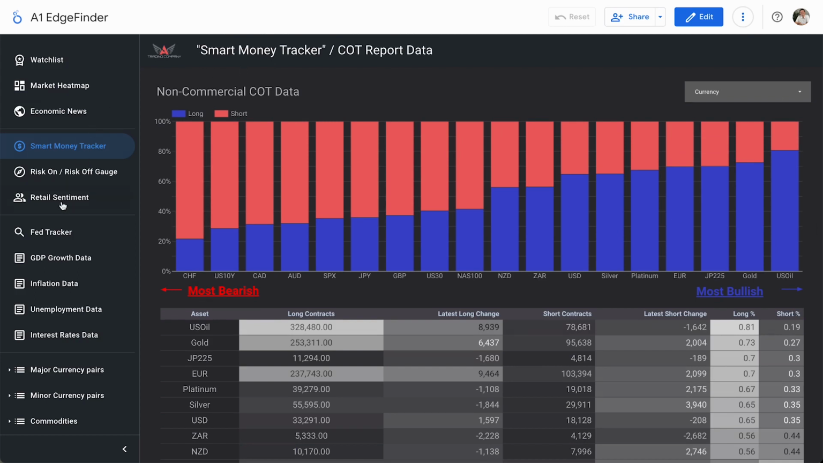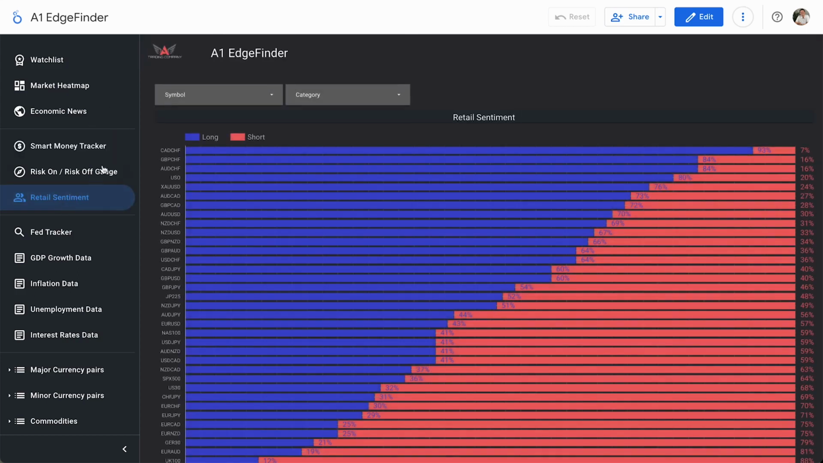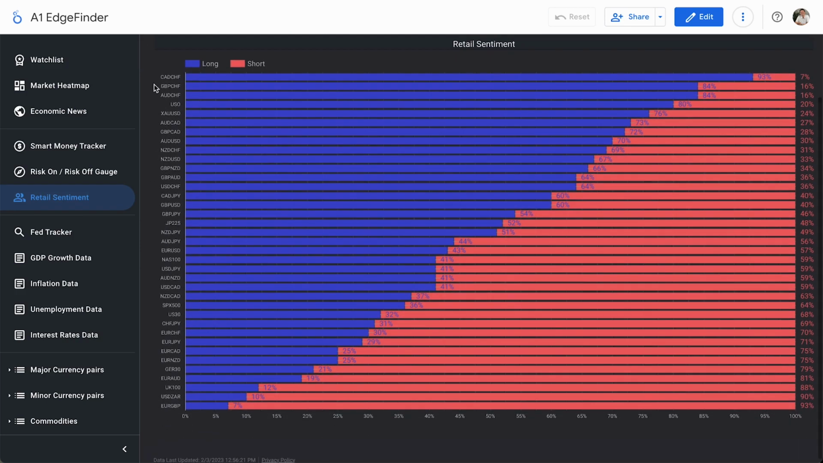Let's take a look at retail sentiment also. I'm curious to see what our most long and most short currency pairs are. It looks like CAD CHF from retail traders is the most long at the moment, 93% long, 7% short, and Euro GBP is our most shorted pair from retail traders, 93% short and 7% long.